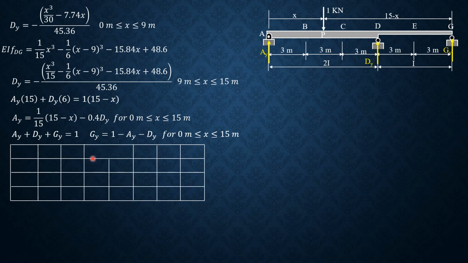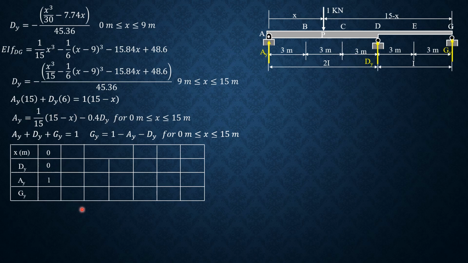So we now tabulate values of x, then dy, ay, then gy. When x is 0, remember this is the expression for dy from 0 to 9, so 0 cubed over 30 minus 7.74 times 0, so 0 over 45.36, so 0. Then ay, which is given by this expression, 1 over 15 times 15 minus 0, so 1, minus 0.4 of 0, so 1.